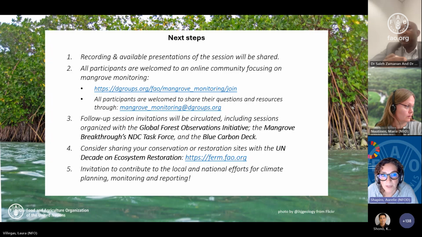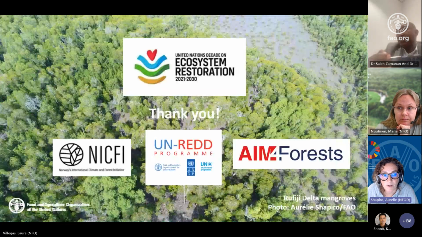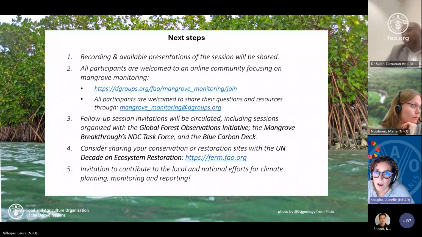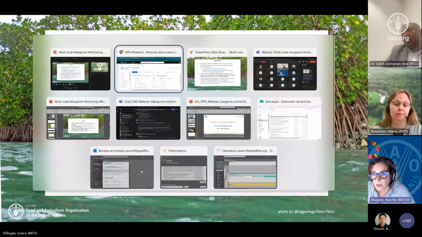We do have follow-up sessions planned, including with the GFOI, the Global Forest Observations Initiative, the Mangrove Breakthrough Nationally Determined Contributions Task Force, and the Blue Carbon Deck. And once again, some of the UN Decade on Ecosystem Restoration. There's a FERM site, the Framework for Ecosystem Restoration Monitoring, which has a site where you can share your restoration projects, similar to the MRTT tool.